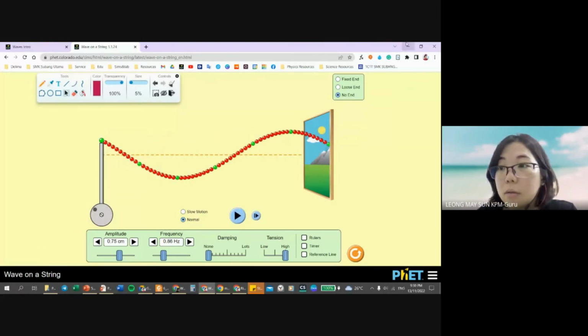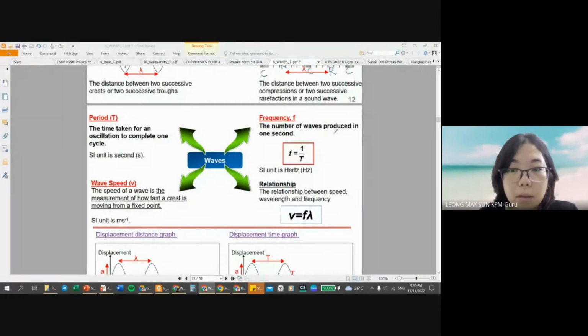So we go back here. Frequency is the number of waves produced in 1 second. The SI unit of frequency is hertz. Then next is period. I'm sure in Form 4 and Form 5, you already got used to the word period. Period is the time taken for one complete cycle or one complete oscillation.